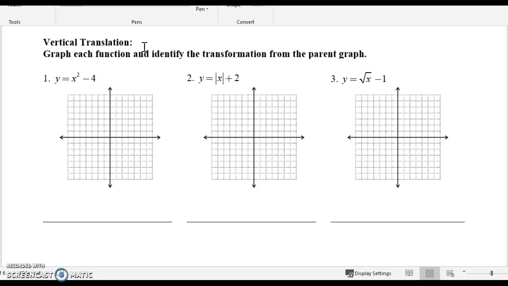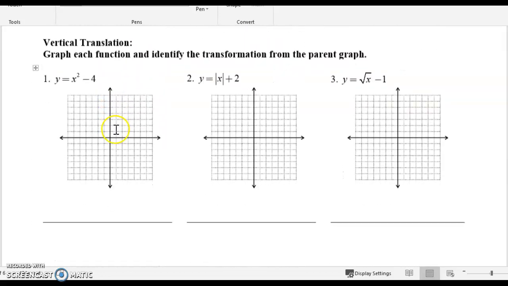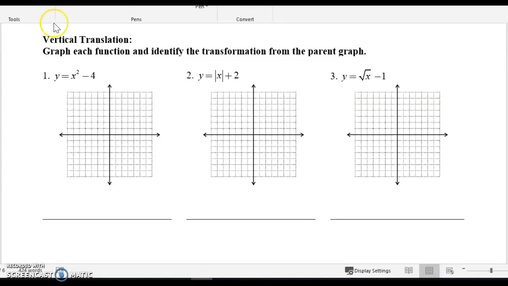So our parent graph from up above is x squared. So this is the parent graph that we start with. We're going to take our parent graph, and then we're going to shift it down 4. We're going to shift it down 1, 2, 3, 4. So here's what our graph looks like.